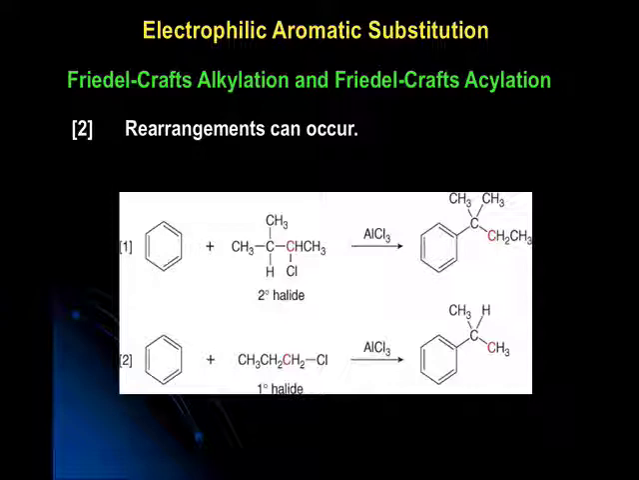Notice the carbon in red. Aluminum trichloride is going to remove the chlorine and generate a secondary carbocation. You might predict that the aromatic ring simply attacks the secondary carbocation and makes the carbon-carbon bond between the aromatic ring and the red carbon. Notice the red carbon is not the one bound to the aromatic ring. Why is that? What has happened? What has shifted?